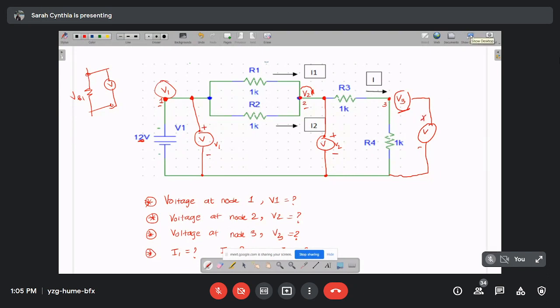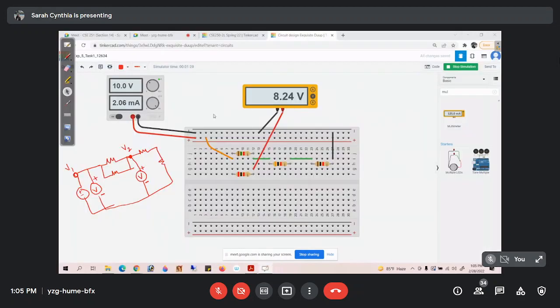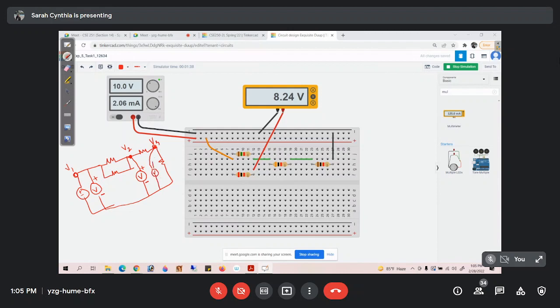Is everyone clear? So this is the voltage V3, right? In order to measure the voltage, we have to place a voltmeter over here. Connect the voltmeter over here, that is plus and minus. Is it all clear? Yes, ma'am.